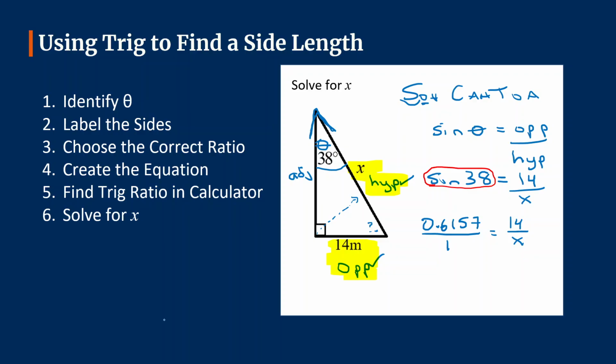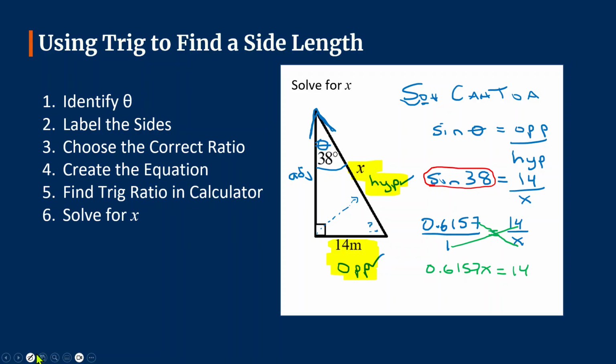So now I just have to solve for x. The way that we talk about this in class is we do something called cross multiply. So there's the equal sign. So what I do is I look for the equal sign and I multiply the numbers that are across from each other, so in that diagonal. So I'm going to do 0.6157 times x, and I'm going to do equals 14 times 1. So I don't have fractions anymore.